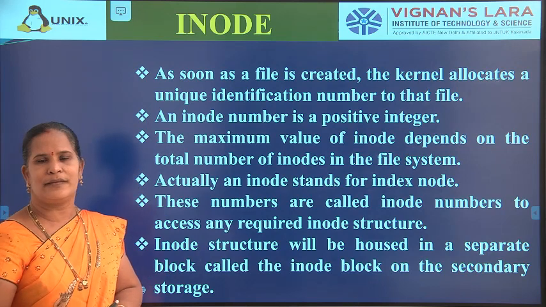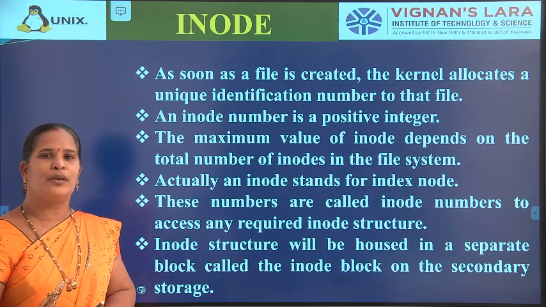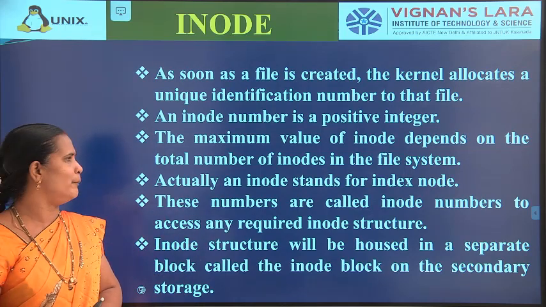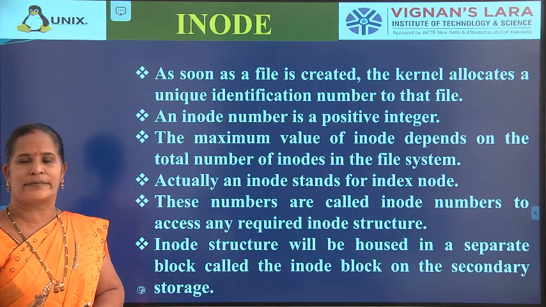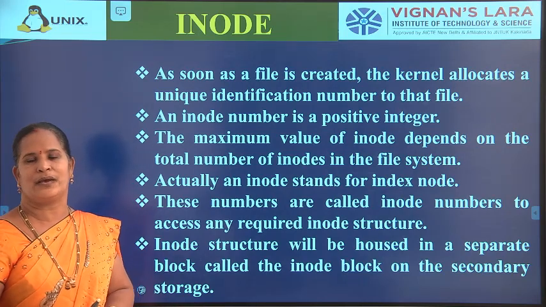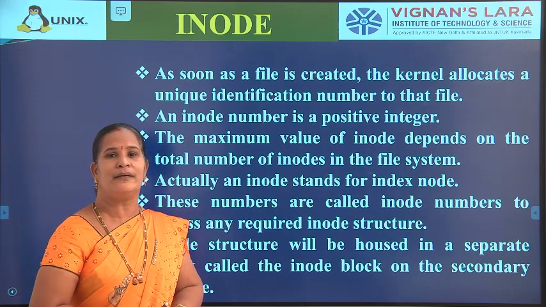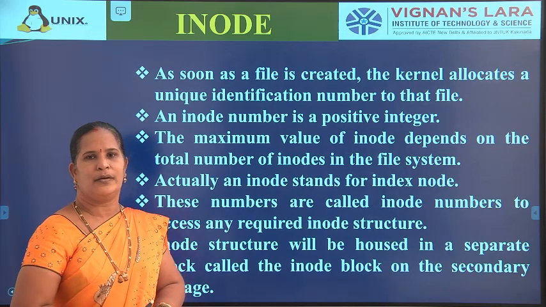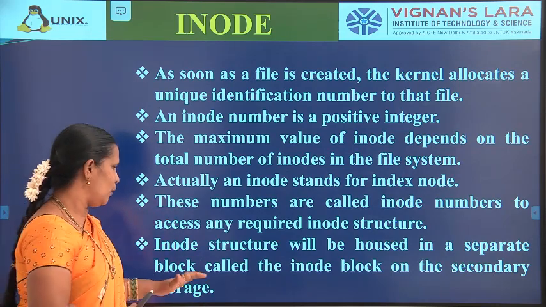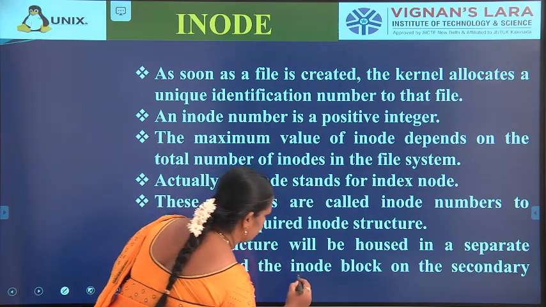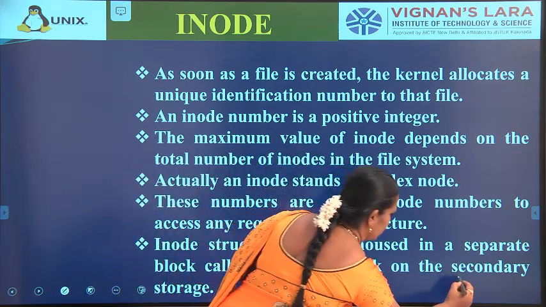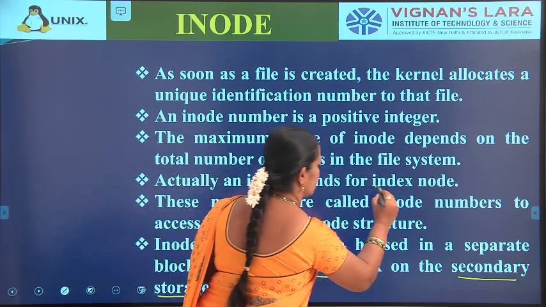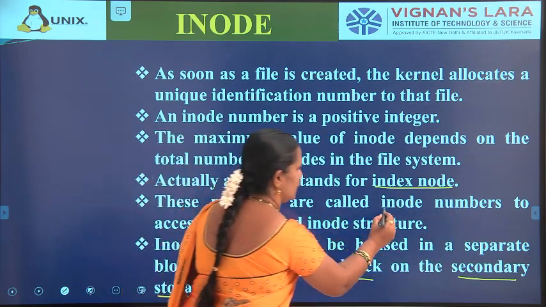Whenever a file is created, the kernel allocates a unique identification number to it. These numbers are called inode numbers, and they are used to access a specific inode structure. These inode structures are maintained in an array, in the inode block in the secondary storage area. This point you have to remember: it is in the secondary storage area. Inode stands for index node.